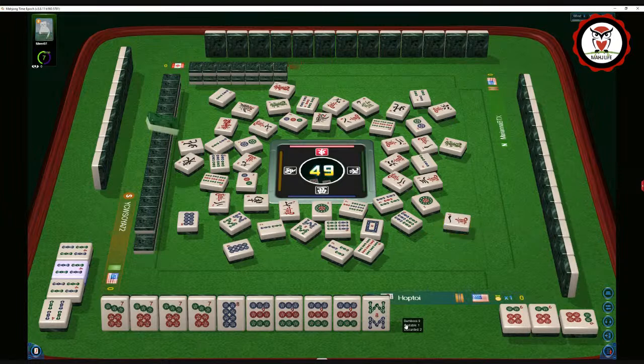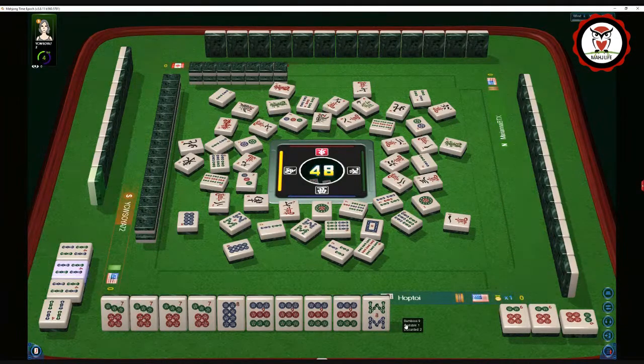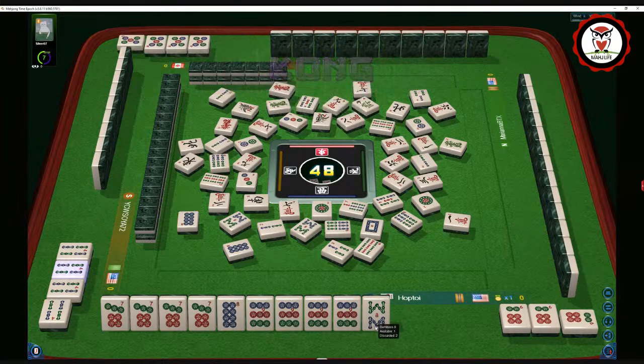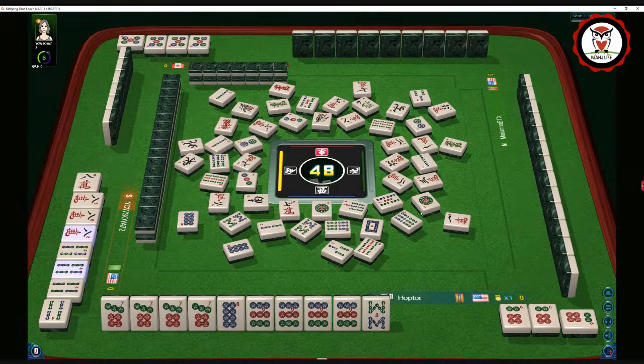1 character. 7 characters. 5 dots, we need a keeper here. Kong. We need a joker is what we need. Maybe the 4 bam. The 8 characters are in the wall. So let's see if we can draw a 4 bam. Ooh, 8 crack. Is that out? Yes, the 8 crack is out. So flower, that is locked in.